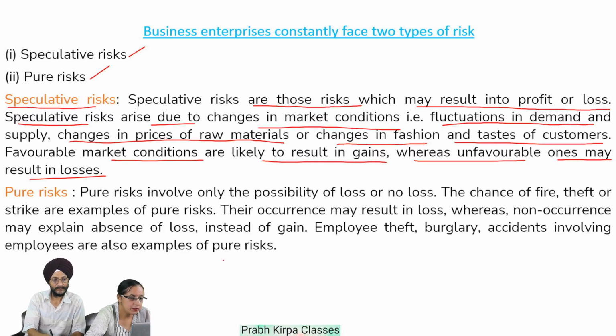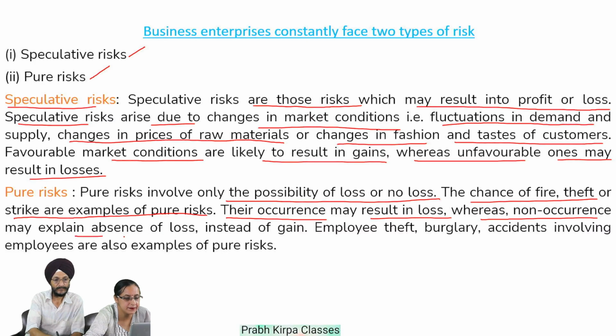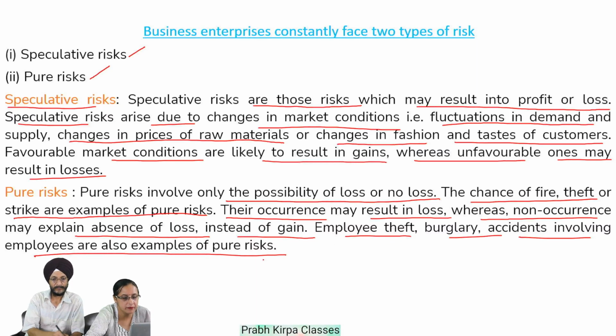Pure risk. Pure risk involves only the possibility of loss or no loss. The chance of fire, theft, or strike are examples of pure risk. Their occurrence may result in loss, whereas non-occurrence may explain absence of loss instead of gain. Employee theft, burglary, accidents involving employees are also examples of pure risks.